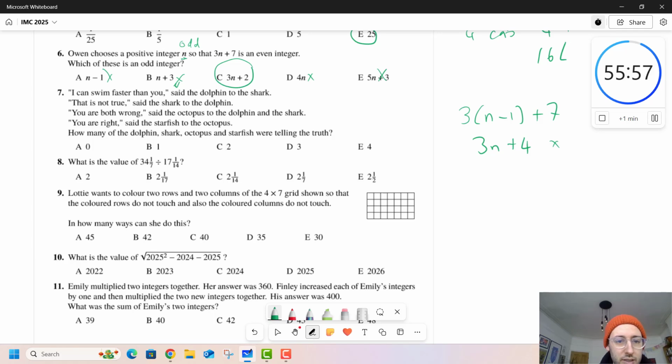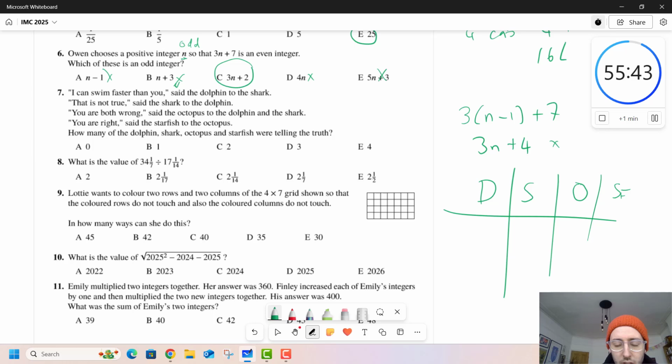Oh god, I hate these. Okay. So we've got dolphin, shark, octopus, starfish. Okay, now, the dolphin is saying that he can swim faster, and the shark says that's not true. How can this work? How can you both be wrong? So I can't swim faster than you. That is true. Oh no, so that does work. You are right.